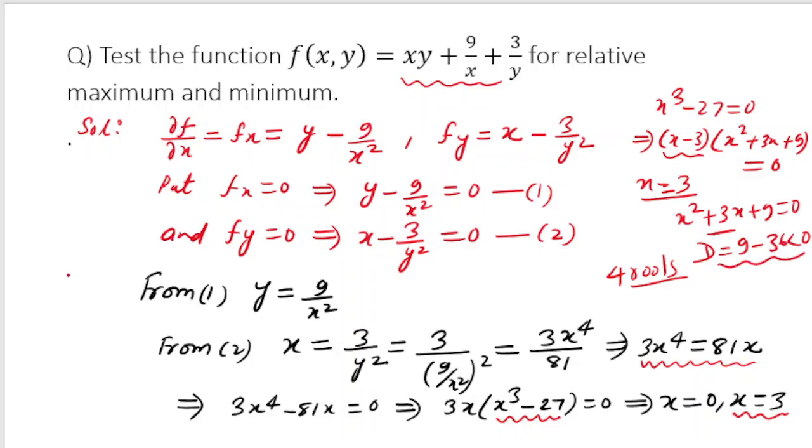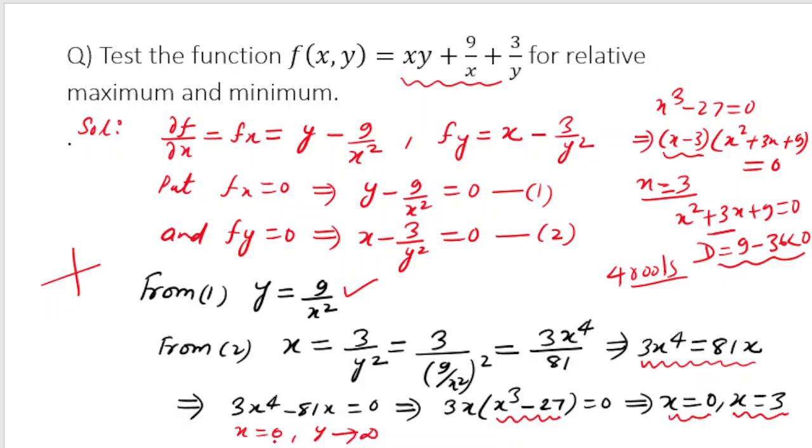Because we are talking about the real xy plane, we will not talk about the imaginary roots. I hope you are not getting confused. So that is why I have just taken the 2 points, x is equal to 0 and x is equal to 3. Now if I have got x is equal to 0, to get y, I have this equation, that is y is equal to 9 by x square. So if I take x is equal to 0, y will tend to infinity.